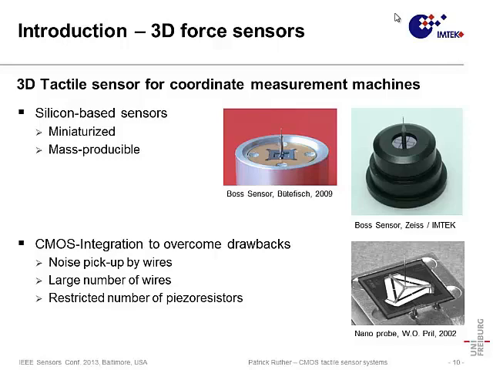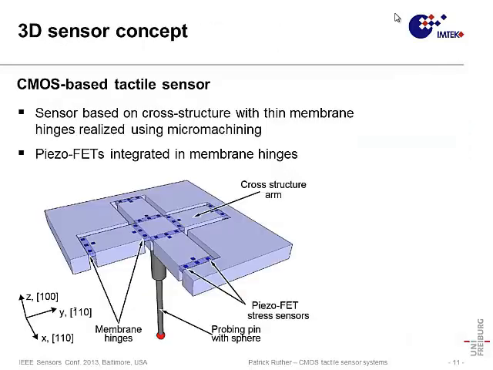So we can minimize the large number of wires. We can integrate more piezoresistors in different positions on these membranes, and ultimately gain more information on what is going on in these specific devices. Now, based on this design here, which is a sensor that we fabricate for its size for their F25 coordinate measurement system, we developed a CMOS-based 3D force sensor.